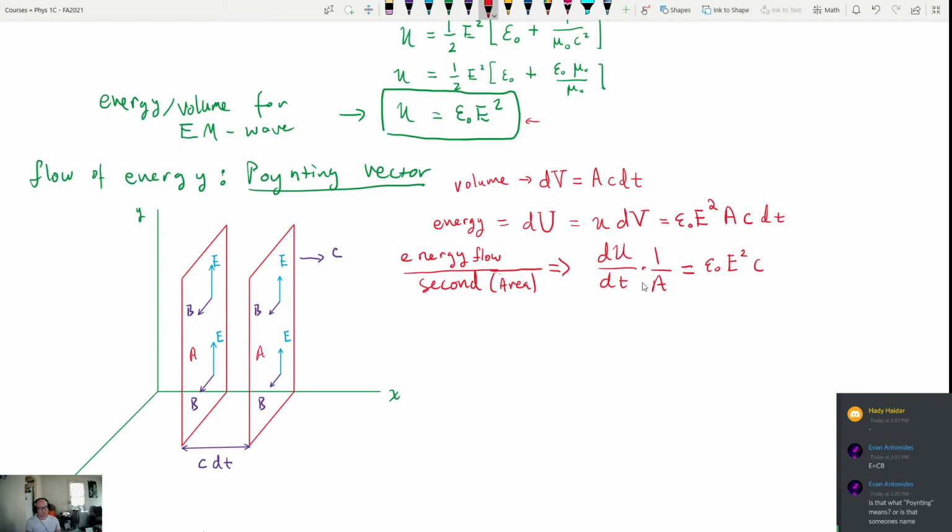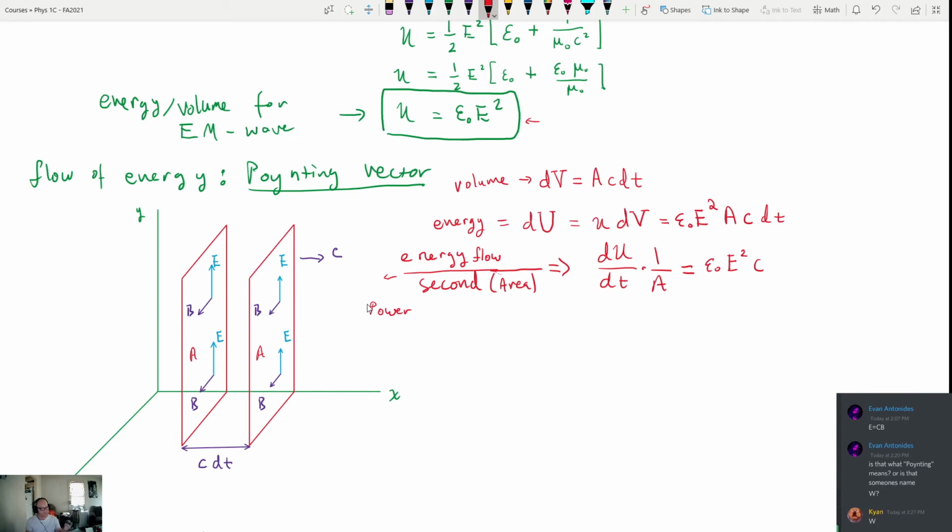Let's think about what this represents before we go in and do some more mathematics with it, just so we understand what we're talking about here. If I talk about energy per second, what's the unit for energy per second? Watts, right? So it's power. So this could also be written as the power delivered by the wave.